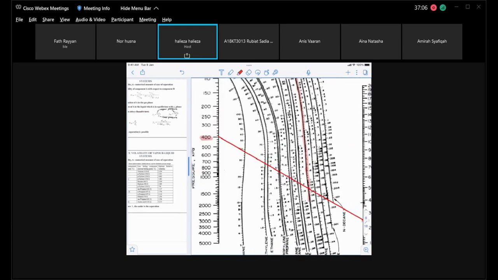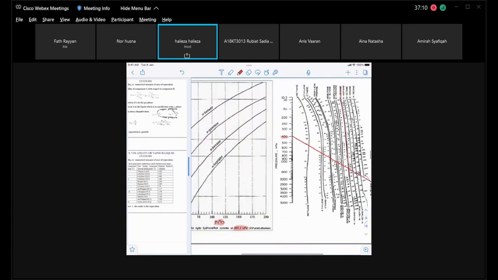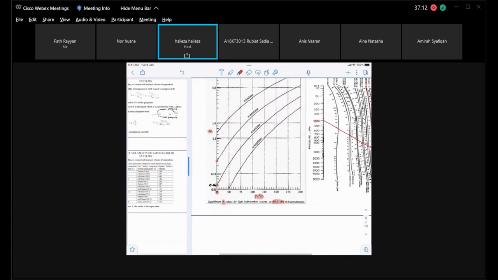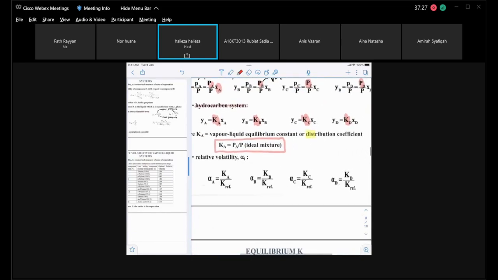So if you're using the graph, it's just an approximate. But if you're using the equation, everybody should be getting the same value. There's no way you can get it wrong unless you plug in the wrong value in your calculator. So that's how you get your K value. Let's go back to our notes over here.